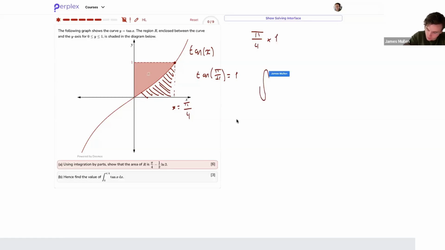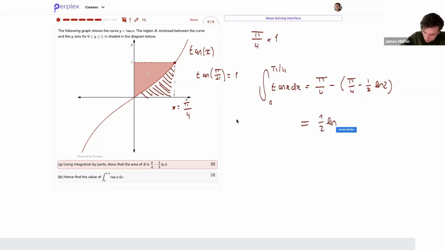So the integral from 0 up to pi over 4 of tan of x dx is going to be pi over 4 minus what I found in a, which is pi over 4 minus half ln of 2. And that is equal to just half ln of 2. Okay? I hope that is clear. This is a very IB style question to really work on the reasoning with the areas here and recognize this is a rectangle. It's a tricky question, and something like this could show up on the IB.